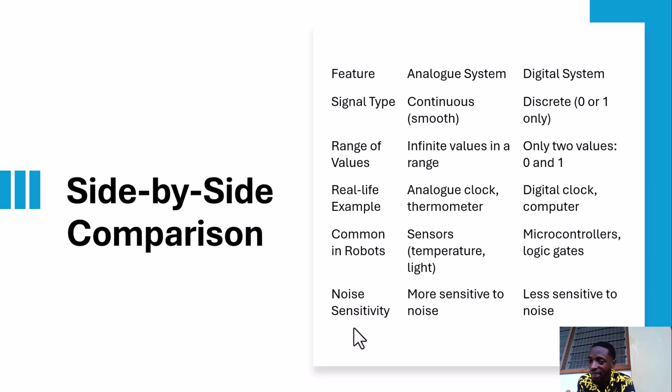When you look at the range between analog and digital systems, the range for analog is infinite values, while for the digital system there are only two values, 0 and 1. Real-life examples: an analog clock versus a digital clock. Analog system examples are a thermometer, and for digital, a computer. In robotics, we have sensors like temperature sensors, and for digital we also have a microcontroller.